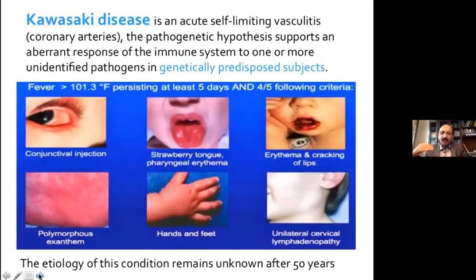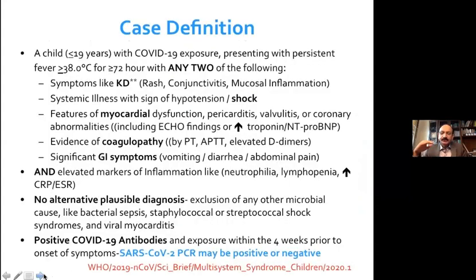Kawasaki disease is a syndrome where you have conjunctivitis, redness of the tongue, what we call classically a strawberry tongue, along with pharyngeal erythema, and cracking of the lips, rash on the body, swelling and redness of the hands and feet, and unilateral cervical adenopathy. And you need to have 4 out of these criteria to make a diagnosis of Kawasaki disease. For 50 years, we didn't know what causes Kawasaki disease. But today, once COVID has come in, we definitely know this is a post-viral illness, because more than 1/3 of children with this particular condition, which we call MISC, have symptoms and signs same as Kawasaki disease.